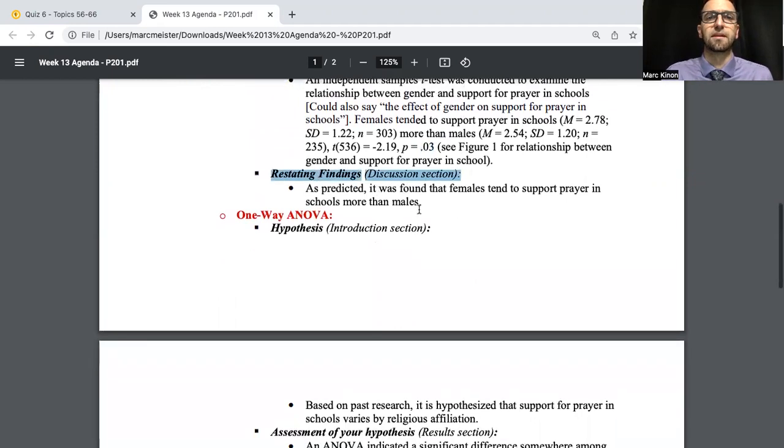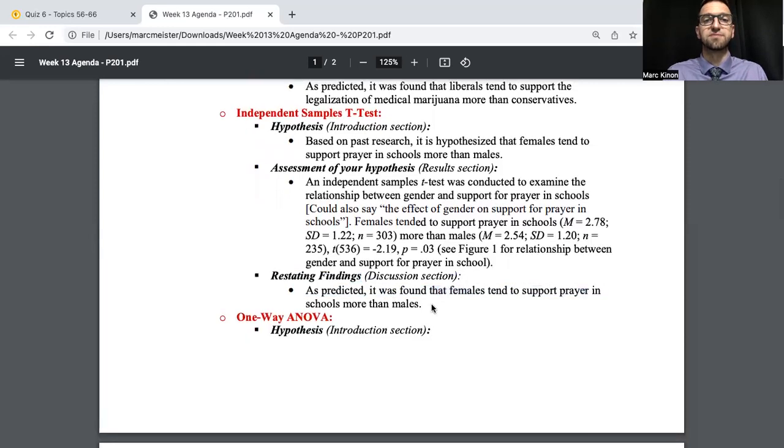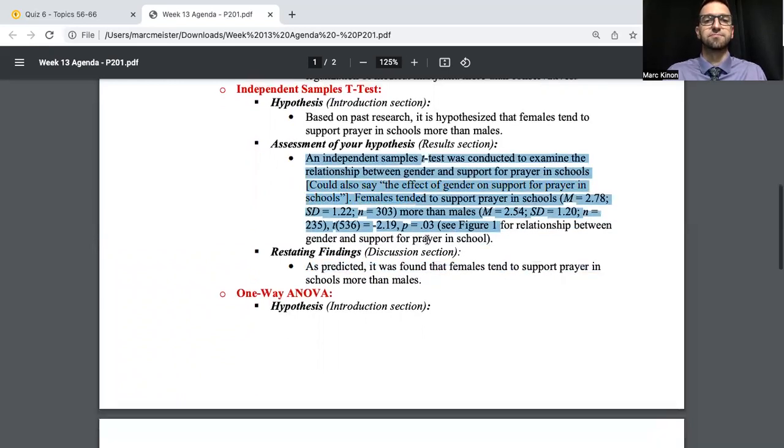Okay. So what would this look like for your discussion section? You would say, as predicted, it was found that females tend to support prayer in schools more than males. You see how this is very simple and anyone can understand this, whereas if you read this to someone, it might scare them.